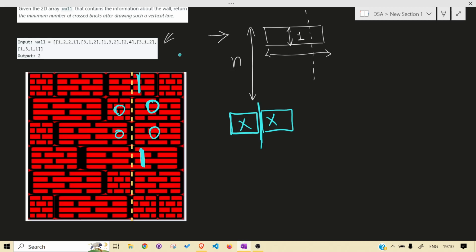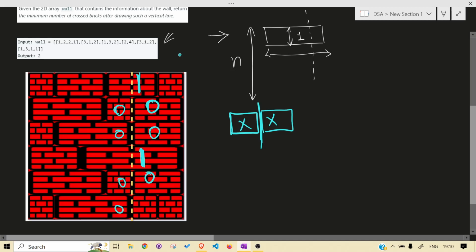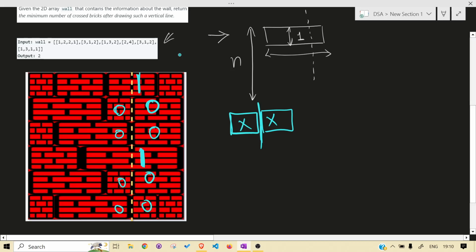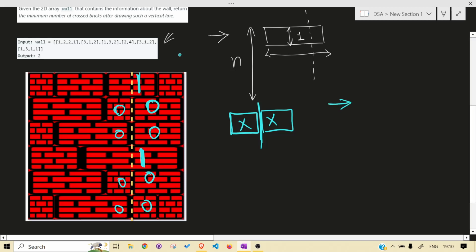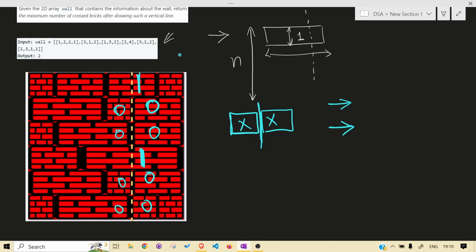In this case, these 6 bricks are not counted as intersected. You know the reason why, it's written in the problem. So how to approach this problem? This is a very important question. We have understood this much, but how do we compute that using a programming language?